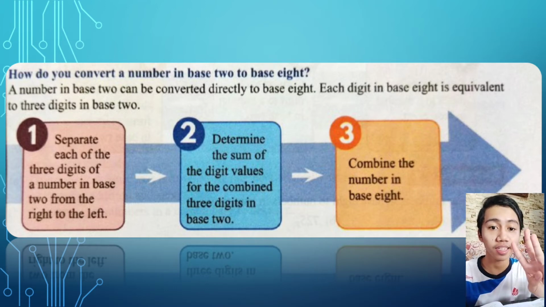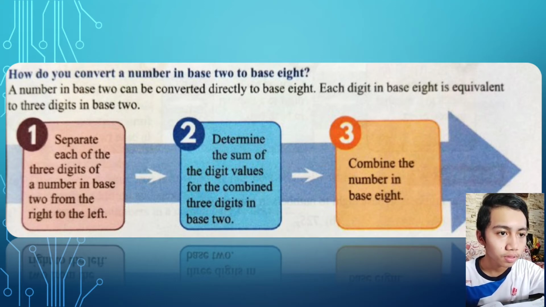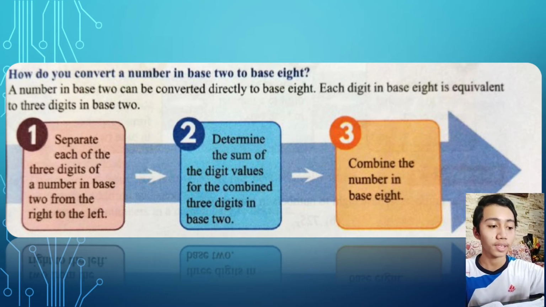Okay, so the first 3 digits. Second, determine the sum of the digits values for the combined 3 digits in base 2. Then combine the number in base 8. Okay.